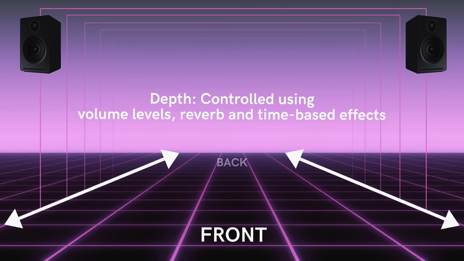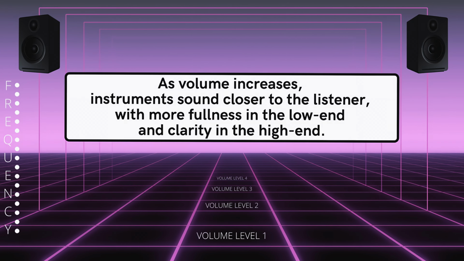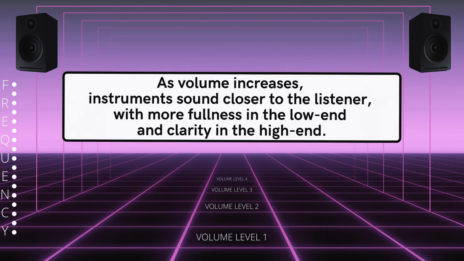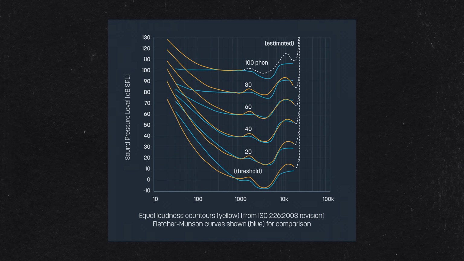So we've covered the role of frequency, effects, and panning to change a sound's position in the mix. But what about volume? This is the easiest element to play with, as louder sounds naturally feel closer, while quieter sounds seem further away. However, there's a critical element often overlooked: the Fletcher-Munson curve.